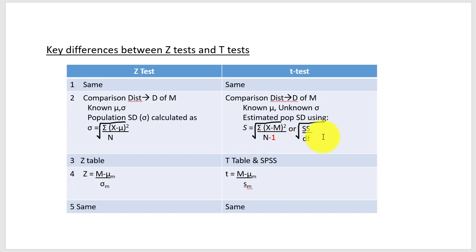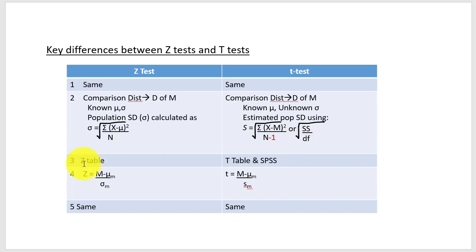Another way of writing that is the square root of the sum of squares divided by degrees of freedom. We haven't talked about degrees of freedom yet, but I think I can throw that out there and we'll catch it as we go. But degrees of freedom is the same thing as the number in the sample minus 1.